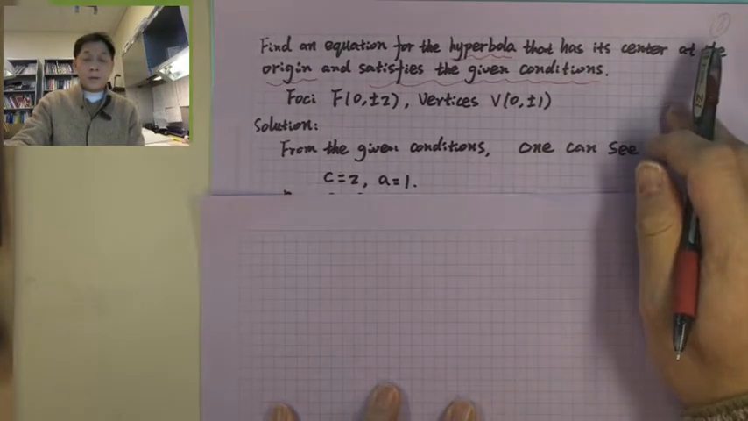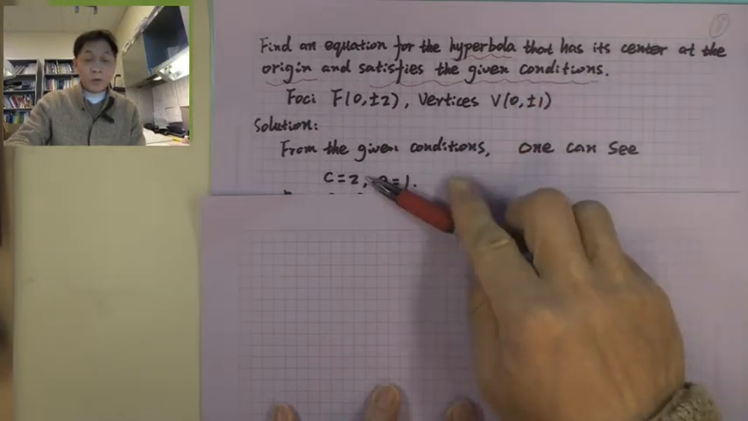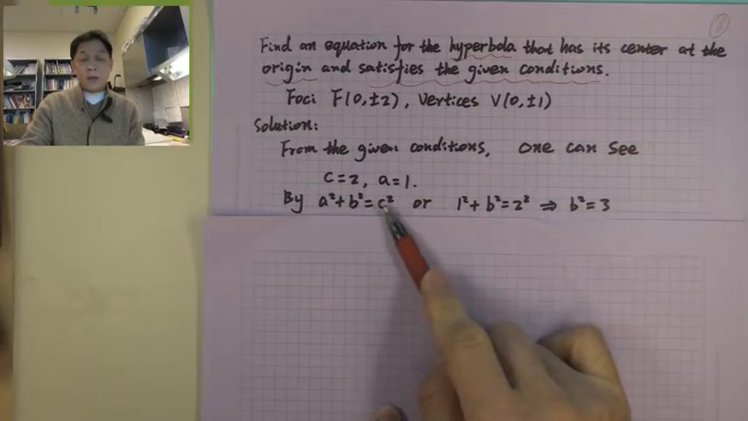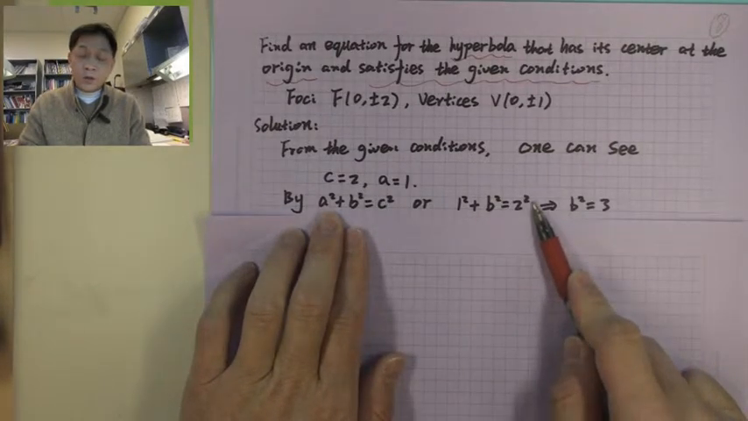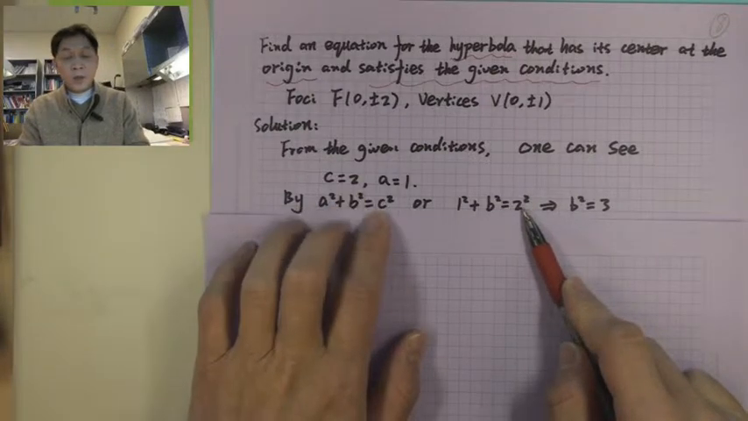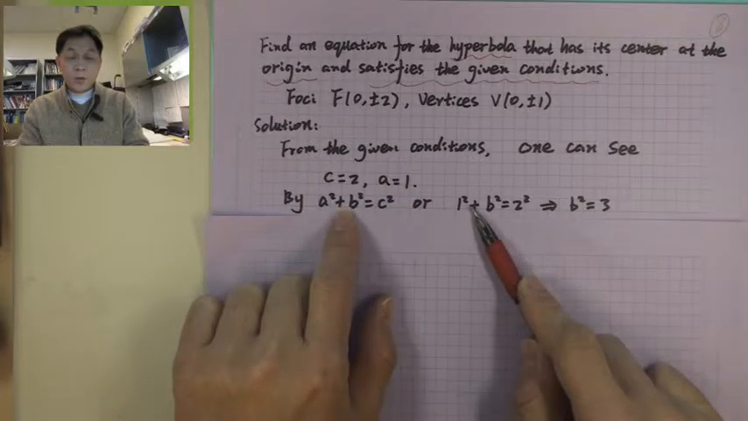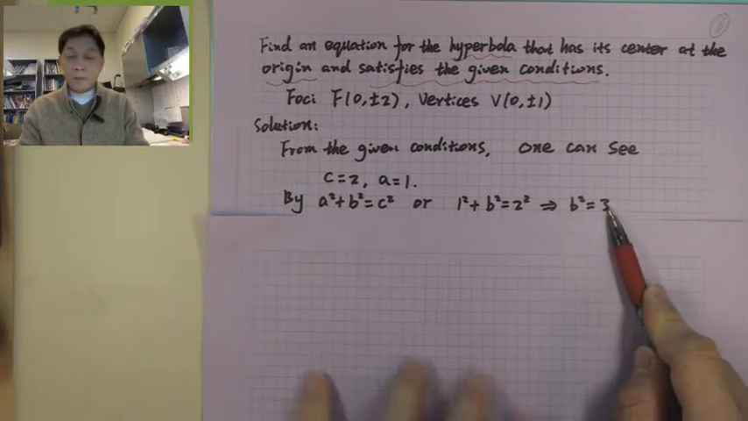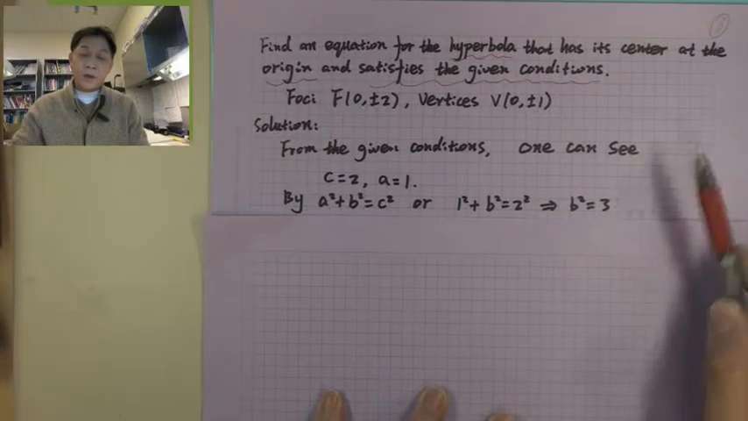Now we should be able to find b, because c squared is a squared plus b squared. So c squared is 2 squared, and that equals 1 squared plus b squared. In this case, we know that b squared is 3.